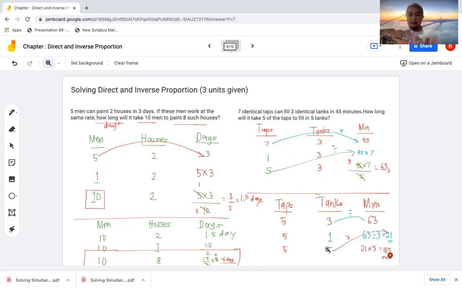Okay, so now as you can see, we looked for the 5 taps to fill 5 tanks, and we arrive at this particular 5 taps, 5 tanks, and the amount of time will now be equivalent to 105 minutes. Okay, so that's it.